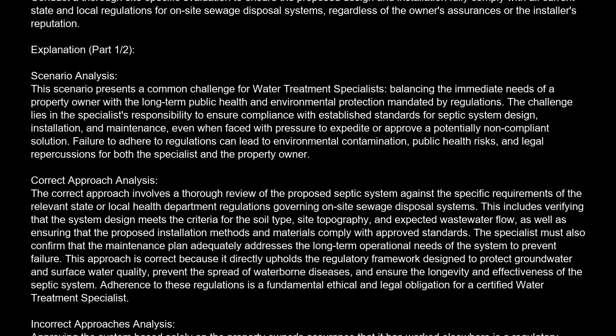The specialist must also confirm that the maintenance plan adequately addresses the long-term operational needs of the system to prevent failure. This approach is correct because it directly upholds the regulatory framework designed to protect groundwater and surface water quality, prevent the spread of waterborne diseases, and ensure the longevity and effectiveness of the septic system. Adherence to these regulations is a fundamental ethical and legal obligation for a certified water treatment specialist.